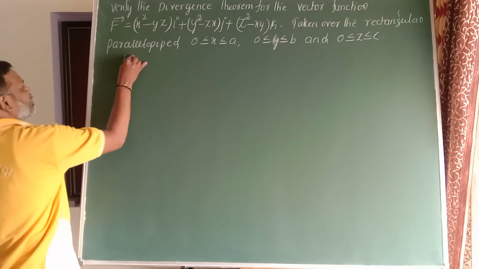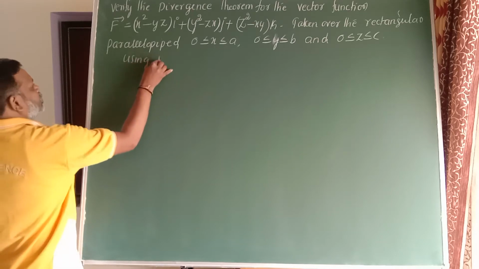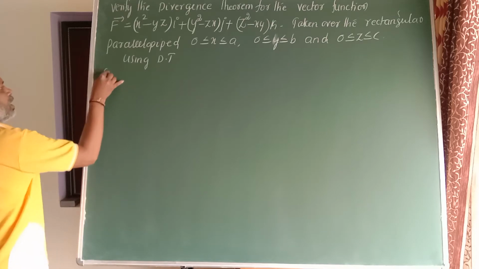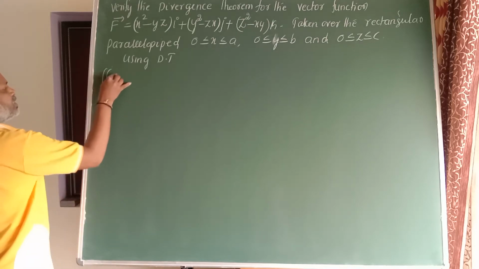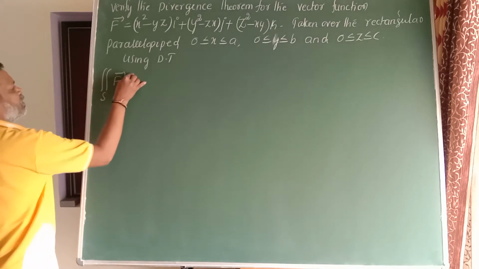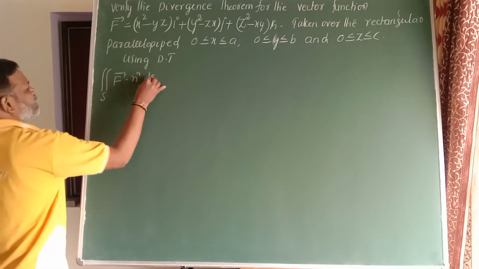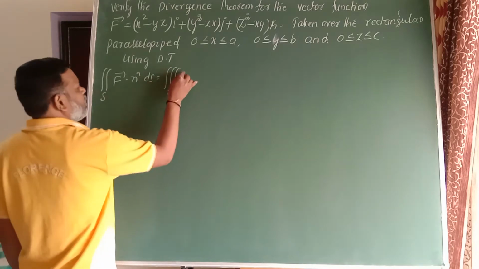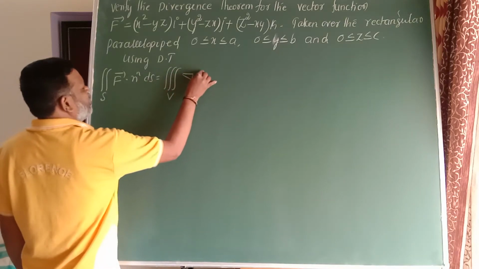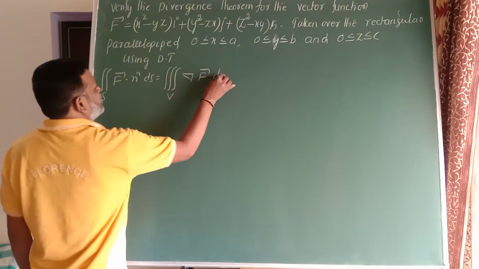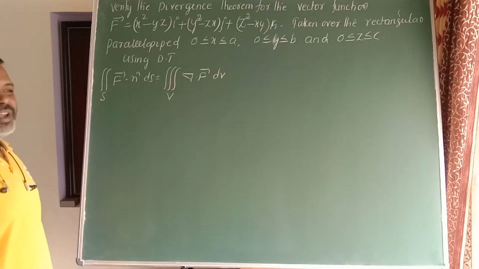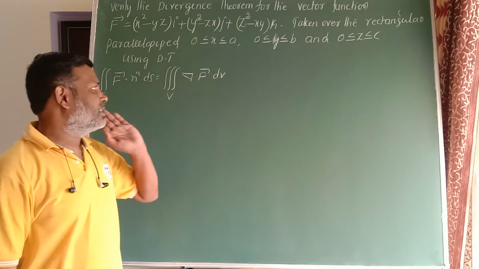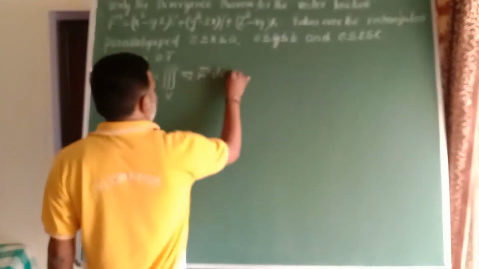So using the divergence theorem, I can write: the double integral over surface S of F dot n cap ds is equal to the volume integral, that means the triple integral over V of del dot F dv. What is dv here? dv is dz dy dx, or dx dy dz. That being equation number 1.